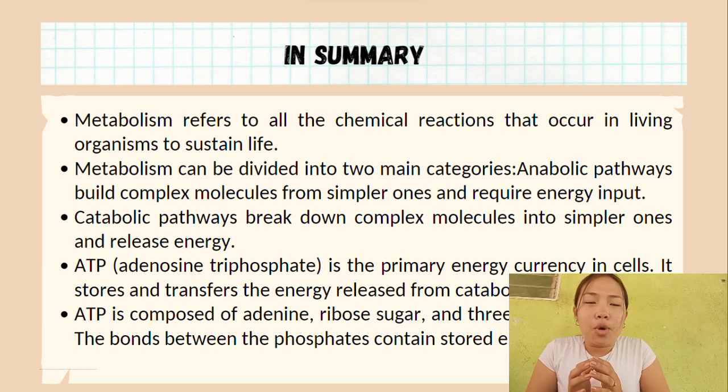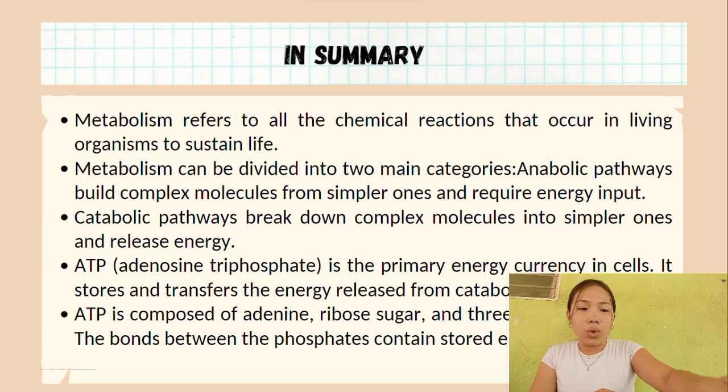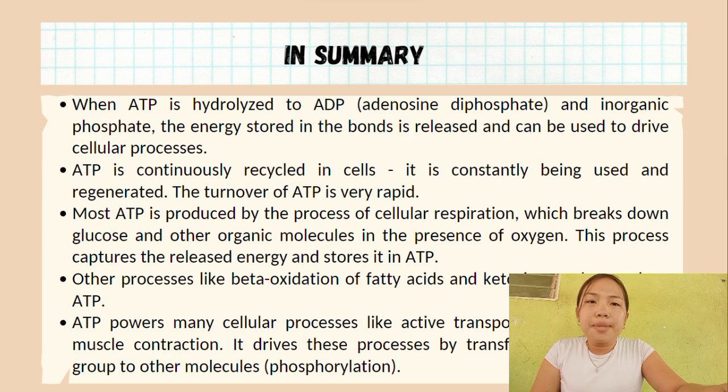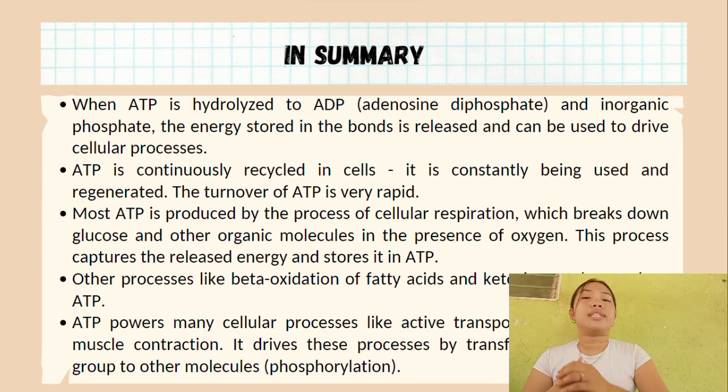ATP is composed of adenine, ribose sugar, and three phosphate groups. The bonds between the phosphates contain the stored energy. So when ATP is hydrolyzed to ADP, or adenosine diphosphate, and an inorganic phosphate, the energy stored in the bonds is released and can be used to drive cellular processes. ATP is continuously recycled in cells. It is constantly being used and regenerated, so the turnover of ATP is very rapid.